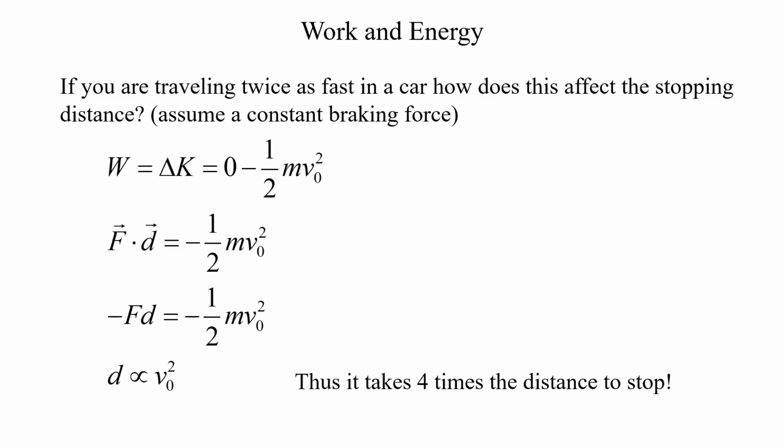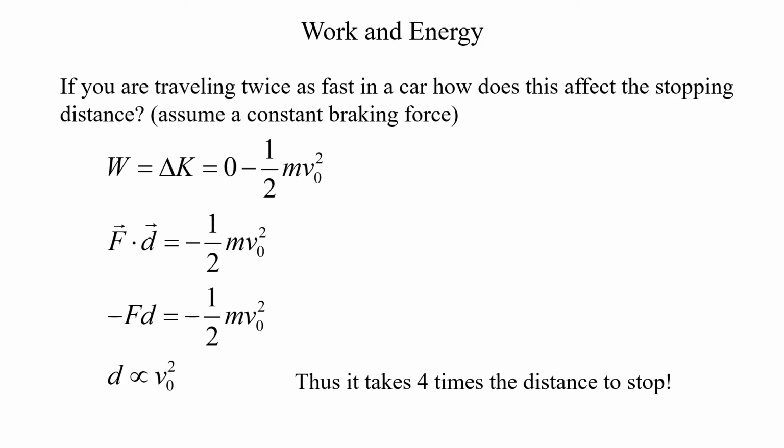So let's apply the work-kinetic energy theorem. The work equals the change in kinetic energy. Final kinetic energy is 0. We've come to a stop. The initial is 1/2 mv naught squared. So I have 0 minus 1/2 mv naught squared. The work we can write is the braking force times the distance, and that's equal to minus 1/2 mv naught squared.